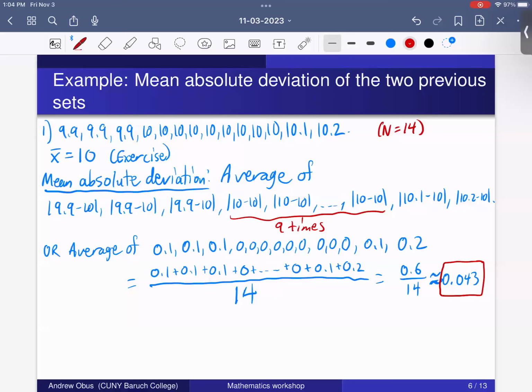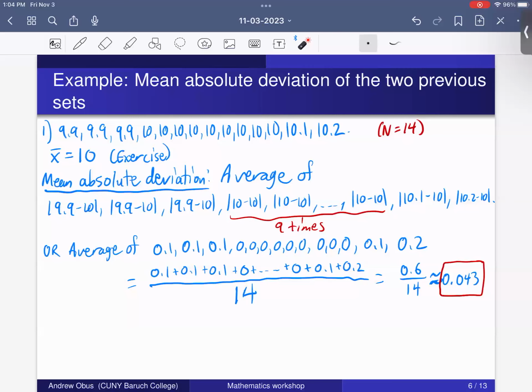Okay. So for the mean absolute deviation, it's a bit of a multi-step process. You first have to calculate the mean. That's going to be 10. Then for each data entry, you have to look at its distance from the mean and look at the absolute value of the difference. That's how you calculate it. So now you get a new data set. And now you take the average of that data set, and that's going to give you the mean absolute deviation. So in this case, the mean absolute deviation is 0.043 for the first data set.